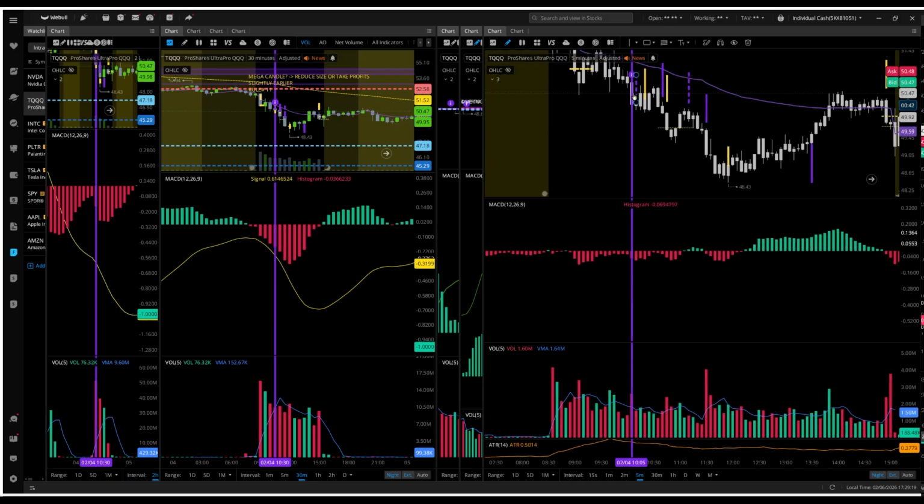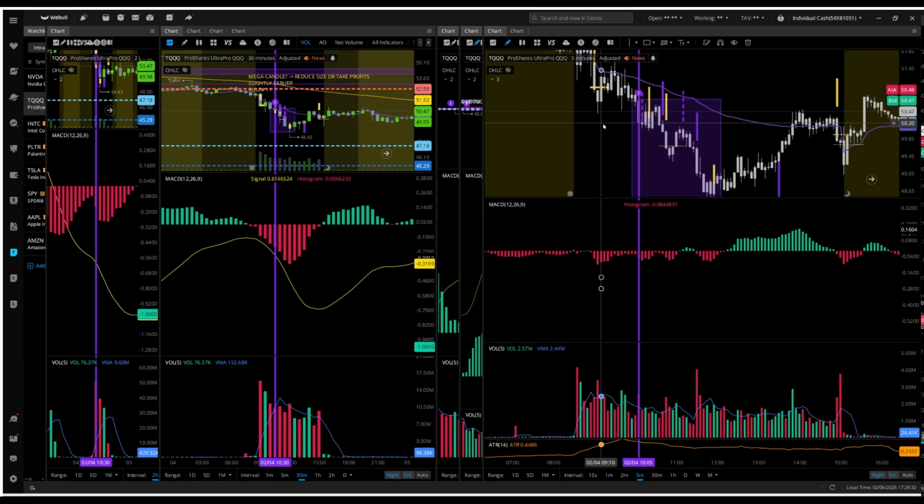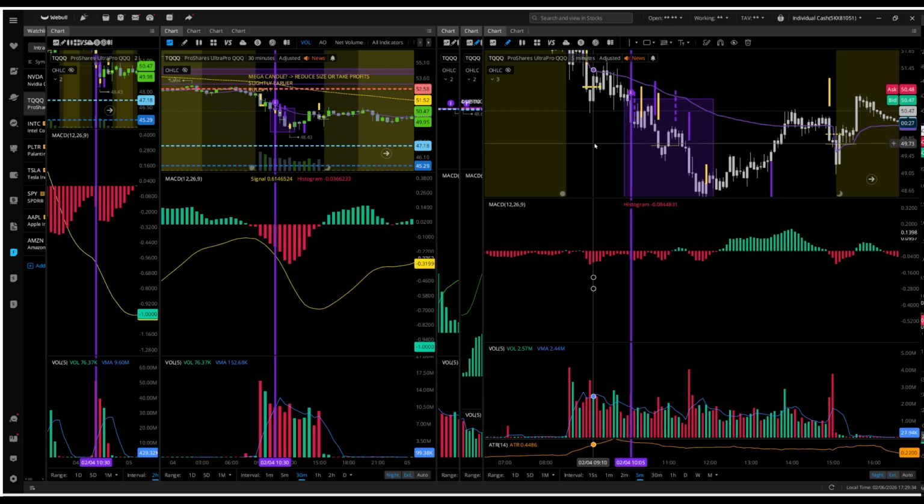That's normally your entry. Look at how much this one would have played out. But if you do this later on in the day, the win rate drops down. The first 2 hours of the market are the golden hours.